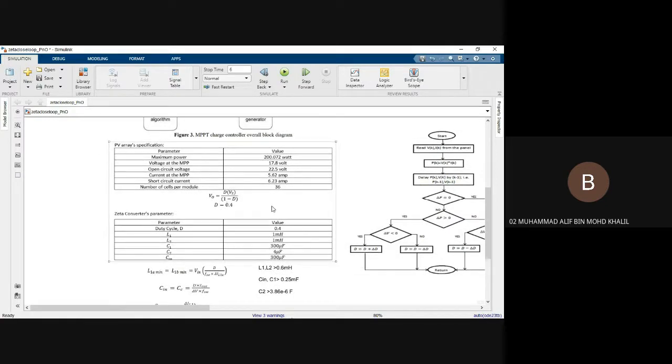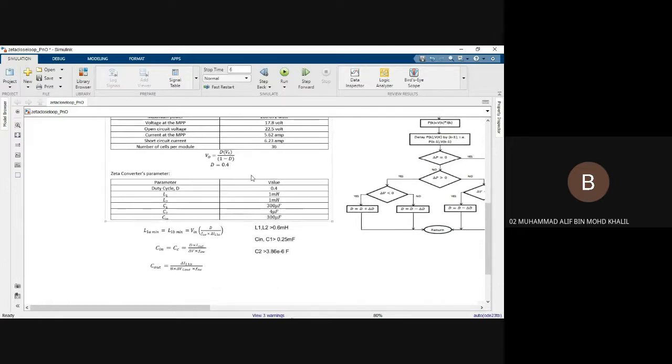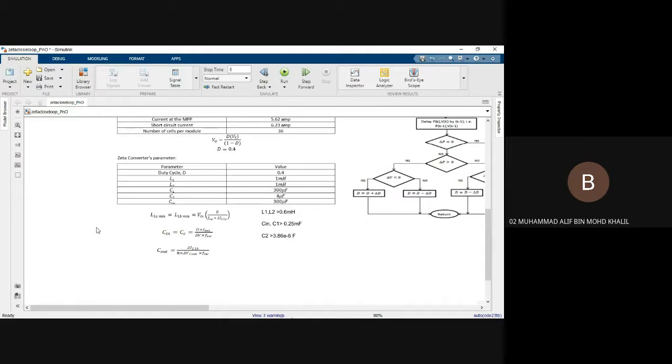Next, we're going to see the formula to calculate D. So the V out is based on the battery, which is the 12 volt battery, and the Vs or Vin is equal to the voltage at the MPP, which is the 70.8 volt, and the D we're gonna get is 0.4.